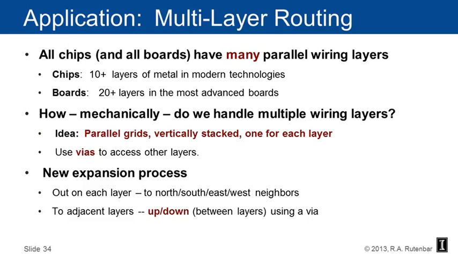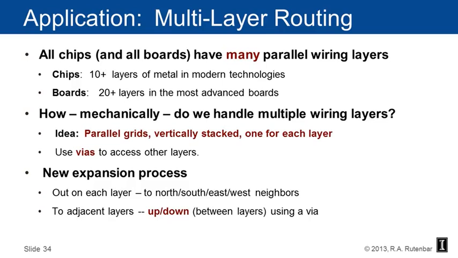Parallel grids, vertically stacked, one for each layer. So if you have a metal 1 routing layer and a metal 2 routing layer, you have one grid that's metal 1 and one grid that's metal 2, and they're on top of each other. It's like a 3D array. And you use the vias to access other layers to go from cell XY on one layer to cell XY on the adjacent layer. And there's a new expansion process.